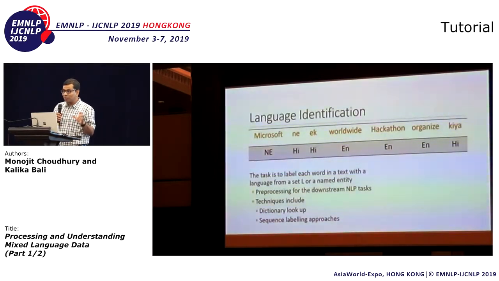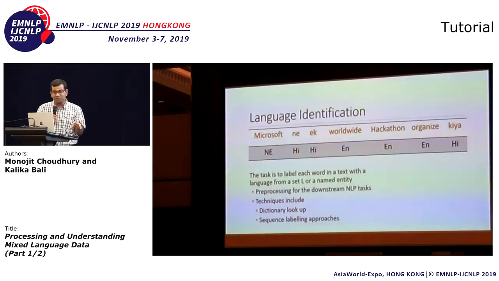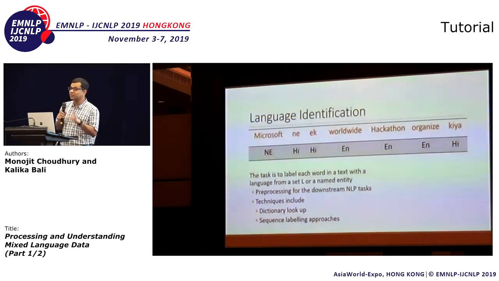This is a code-mixed sentence of English and Hindi. And here the task is to label each and every word in the text with a language from a set of languages, or whether it's a named entity. So the very first word, Microsoft, is a named entity, and then these are Hindi words, and the remaining words we need to label accordingly. So that's the formal definition of the task. Altogether, this is a sequence labeling problem, like any other sequence labeling problem.